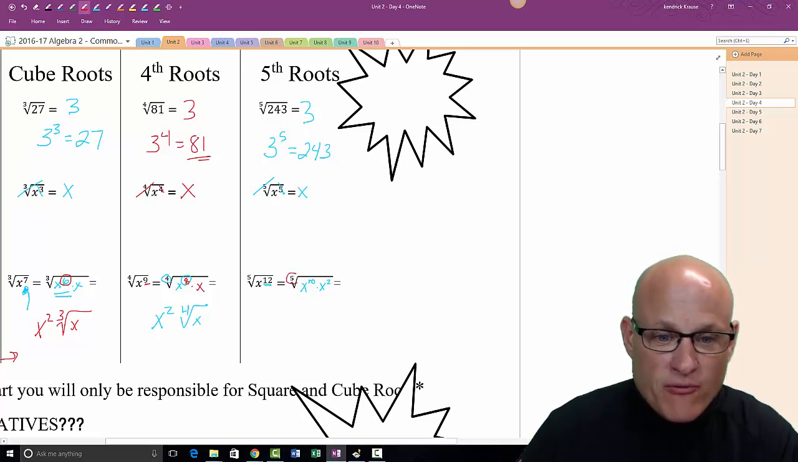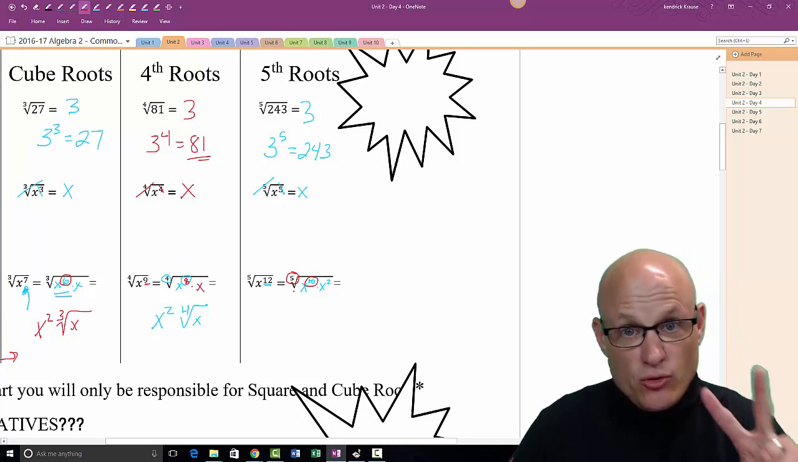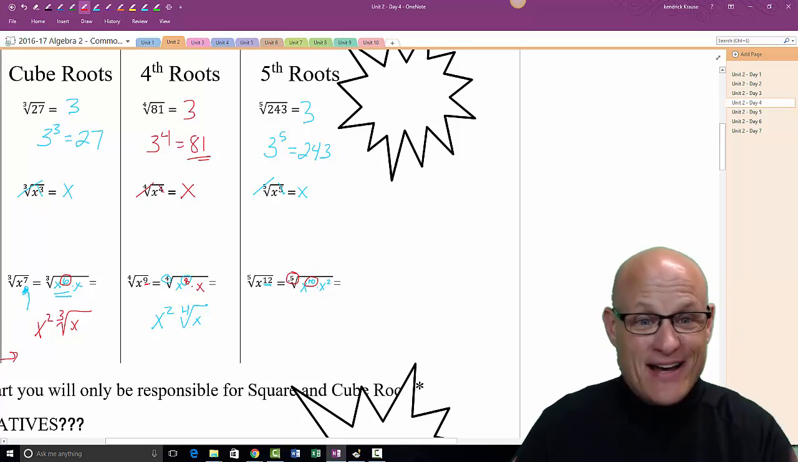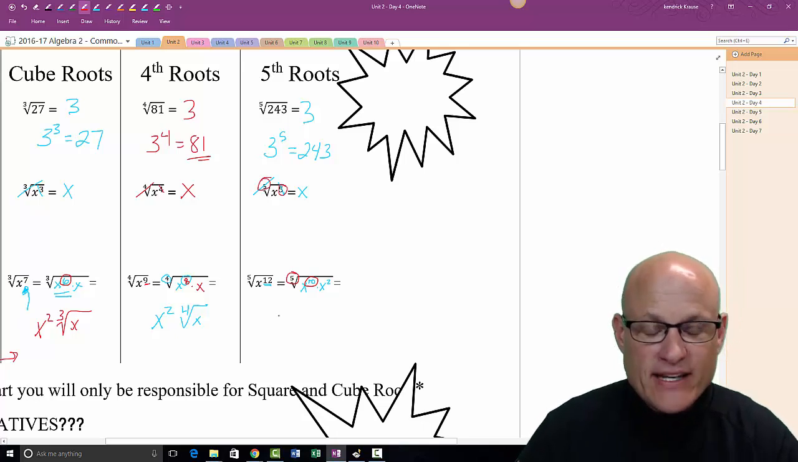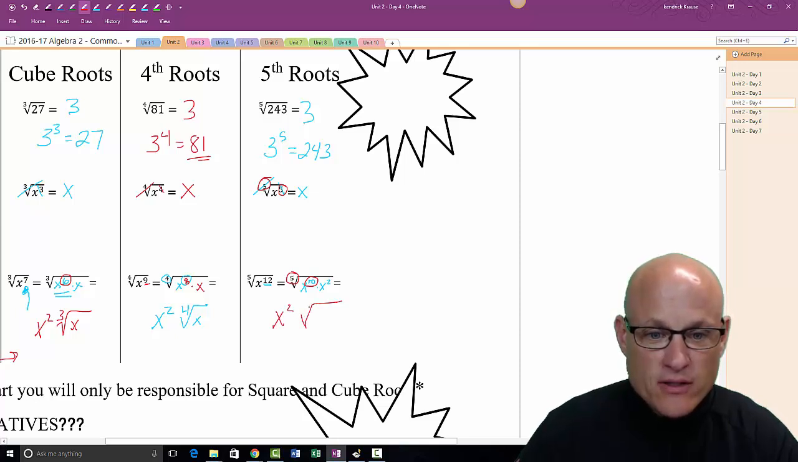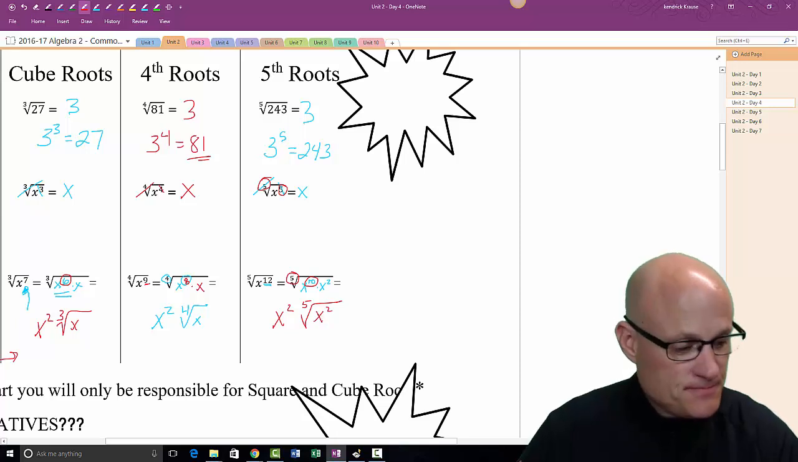How many groups of 5 are there in 10? There's 2 groups of 5. It takes 5 x's to cancel a fifth root. So I can cancel it twice. So this becomes x squared, fifth roots of x squared.